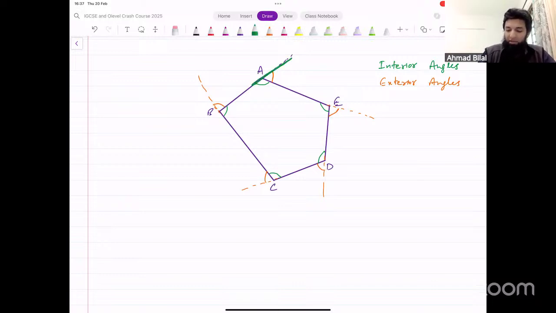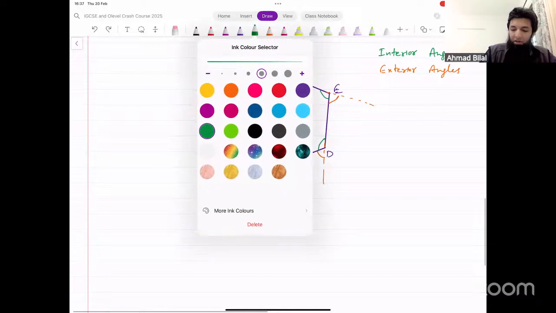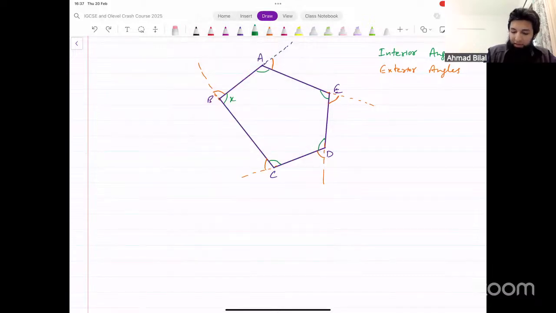So this line here, it's a straight line and it has two angles in it. Both of these angles, their sum is supposed to be 180 degrees. So if I were to call this angle X and this angle Y, what's their sum going to be? X plus Y. That is going to be equal to 180 degrees. And that's true for all the other angles.